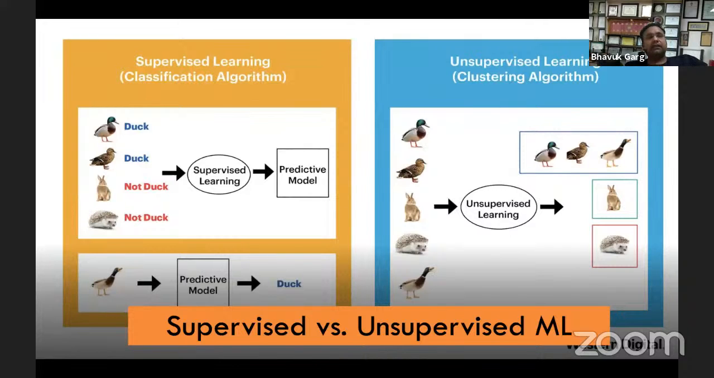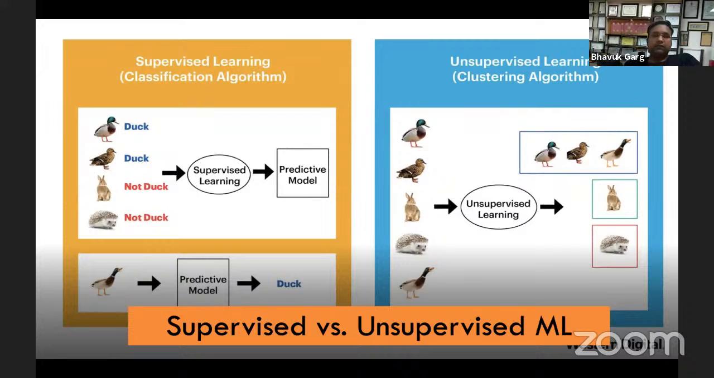Supervised learning is like when you give different pictures of birds, and then you tell the computer that this is a duck, this is not a duck. That is supervised learning. But suppose you just give it different pictures of birds, and the machine can tell which ones look the same. So this is unsupervised learning.